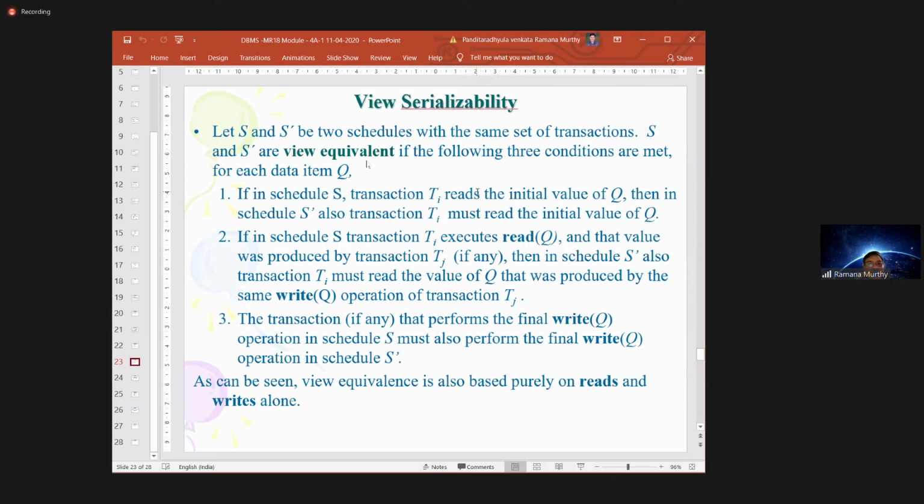Whoever, Ti or Tj, has done the final write operation in schedule S, in schedule S bar also the same transaction must perform the final write operation.